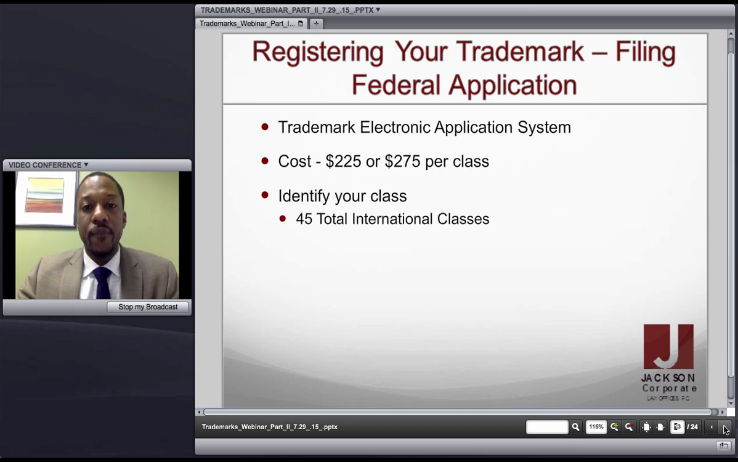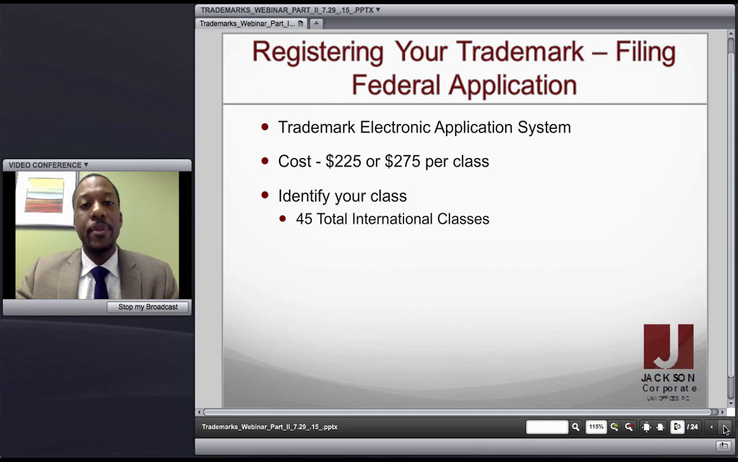Now, the filing fees are as such. So it costs $225 or $275, and everything is done electronically. You log onto the USPTO website, and there's a link in order to submit the application. Now, the difference between the 225 and the 275 mark is this.